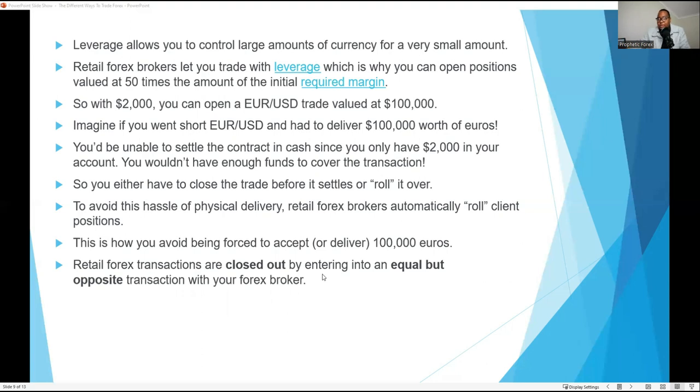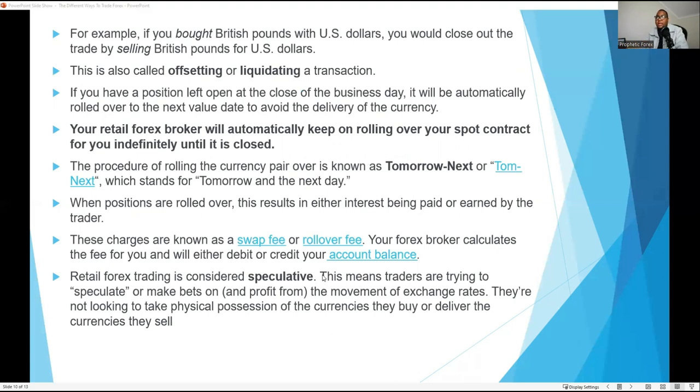Now we also want to talk about, for example, if you bought the GBPUSD, the British pound against the US dollar, and you close out by selling the GBPUSD, this is called offsetting or liquidating the transaction. This is of course done on the broker side, guys. If you have left the position open at the close of the day, it will automatically roll over to the next day to avoid the delivery of currencies. Your retail forex broker will automatically keep on rolling your spot contract for you indefinitely until it's closed.